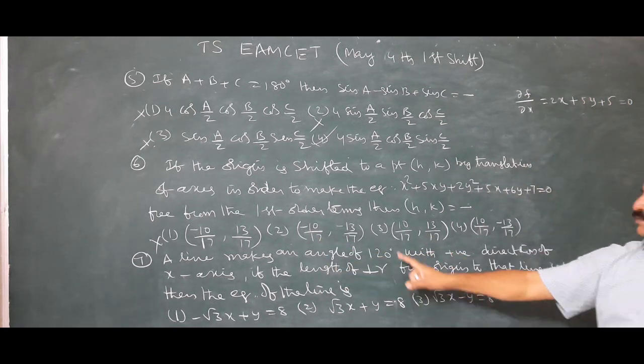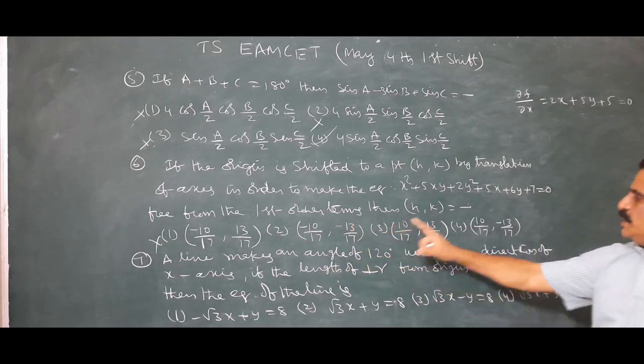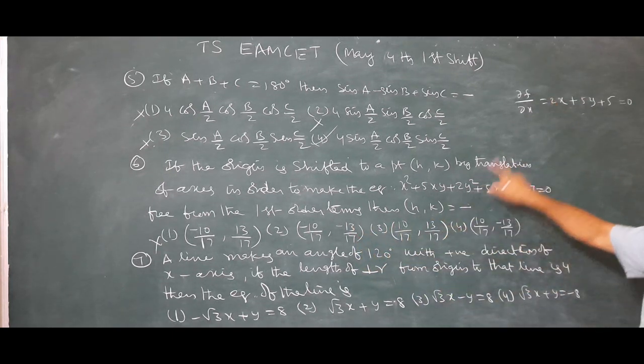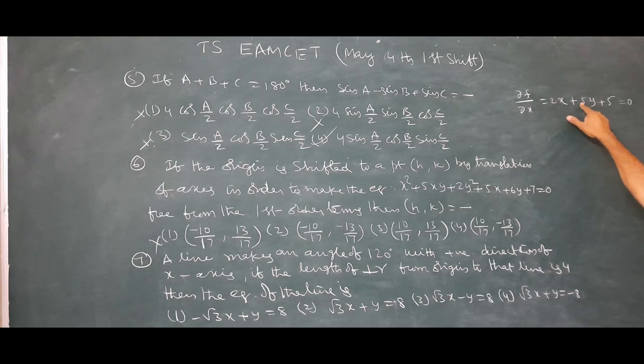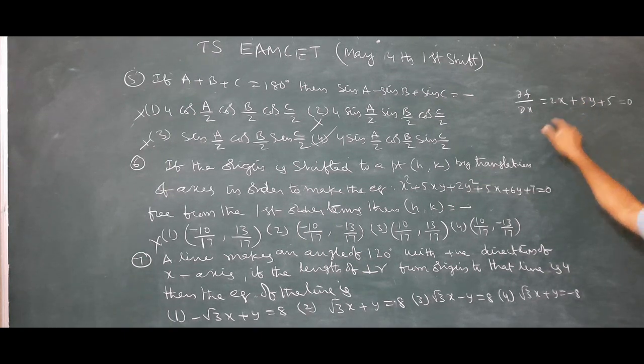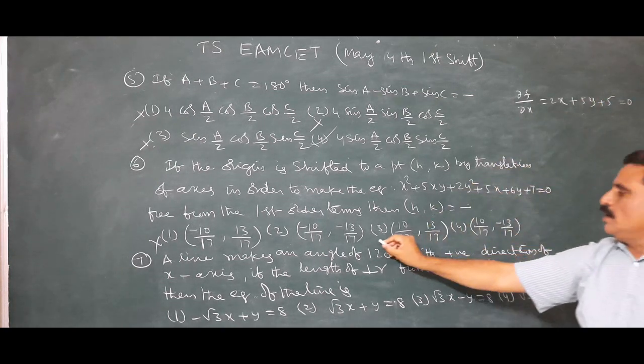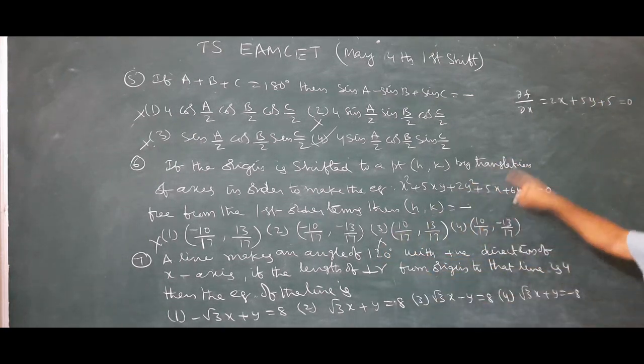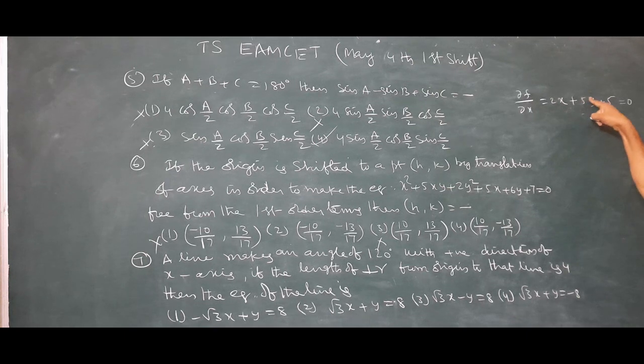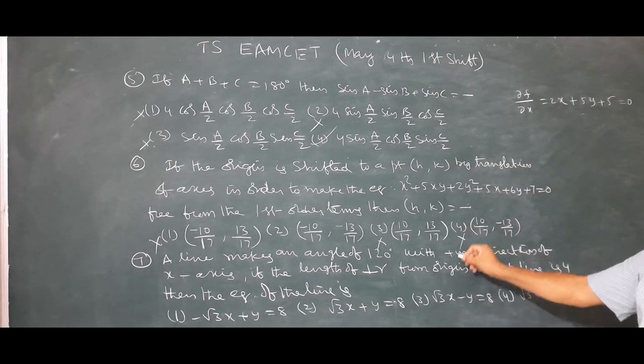You check that. It may be. Here 20 plus 65, 85 by 17 is 5, 5 plus 5 is not equal to 0, it is wrong. In the same way, this 20 minus 65, minus 45 by 17 is not equal to minus 5, it is wrong. So it is the right answer.